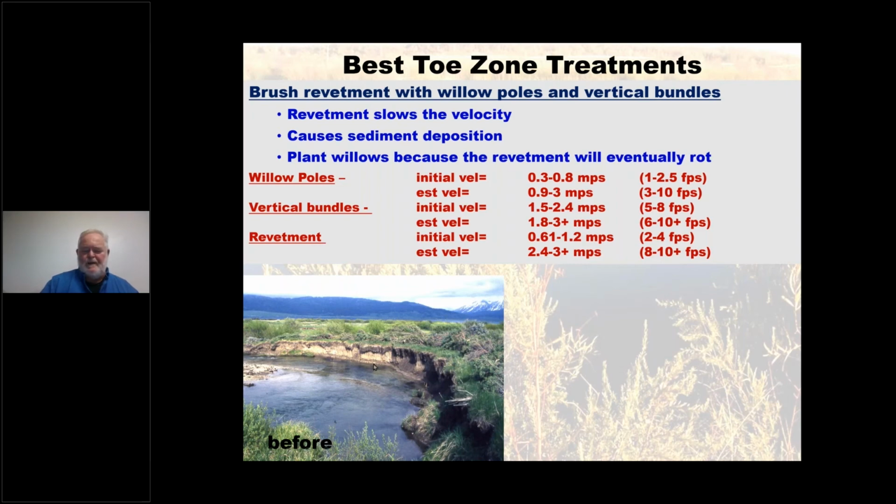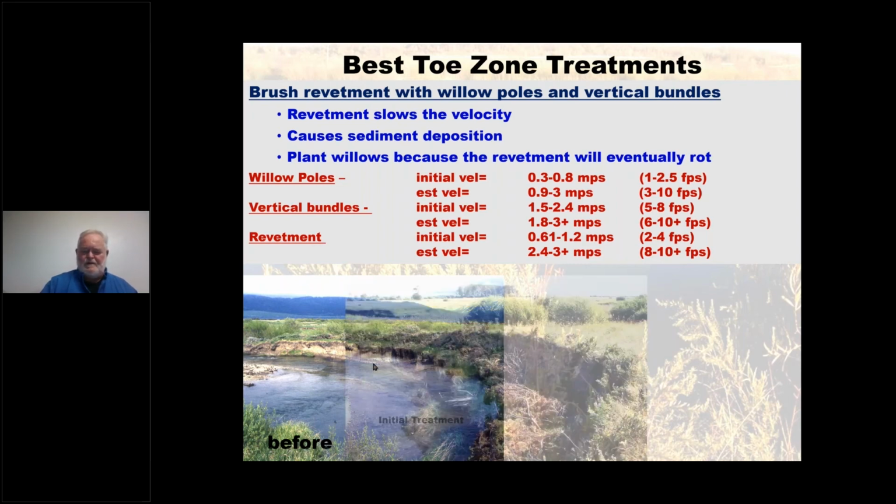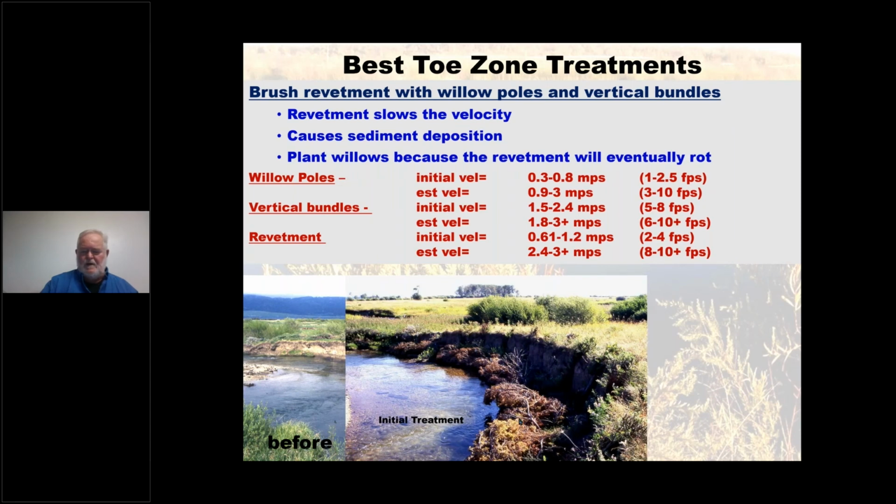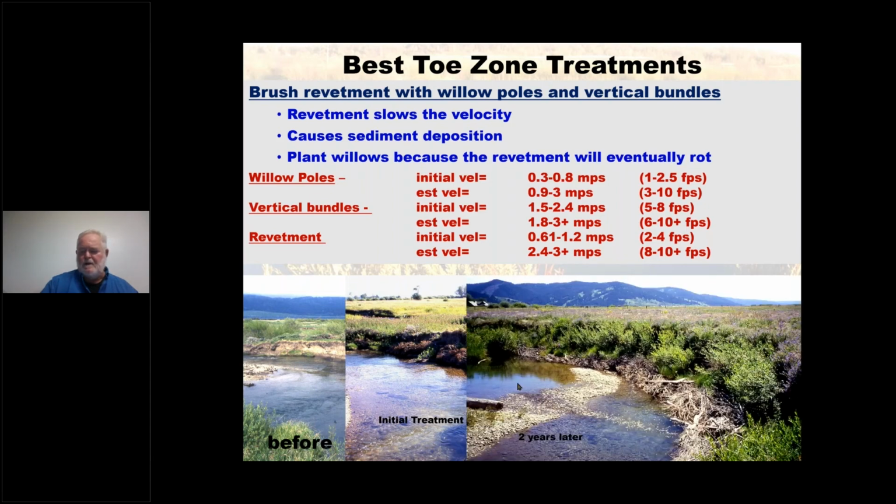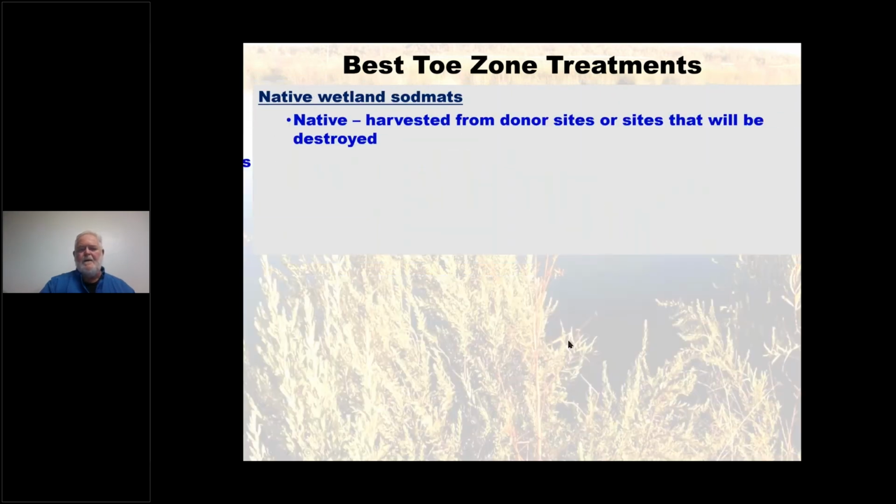So this one example, here's when we did our initial treatment. You can see revetments here, you can see vertical bundles, and then this is what it looked like in 2 years. So it's a good way to do it, and it gives you protection from the revetment to protect these vertical bundles and cuttings that you put in the bank.